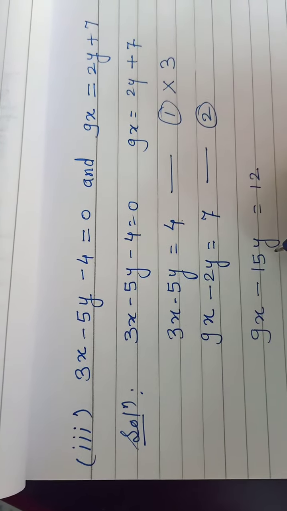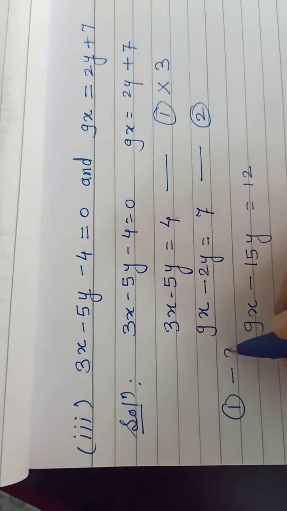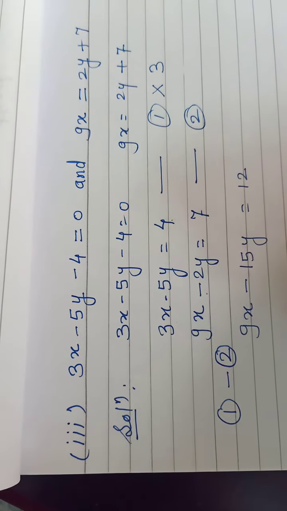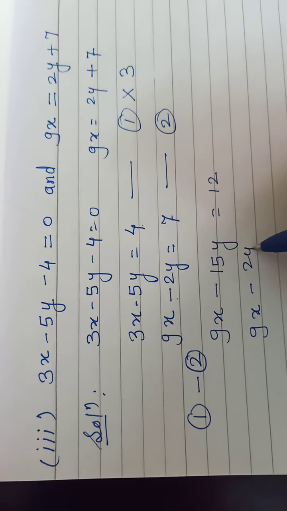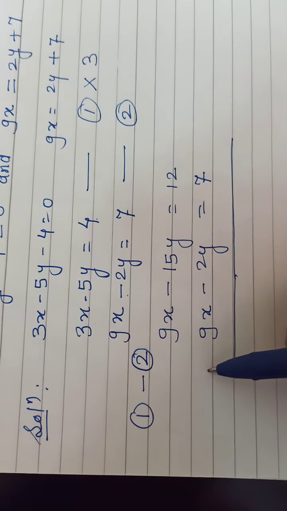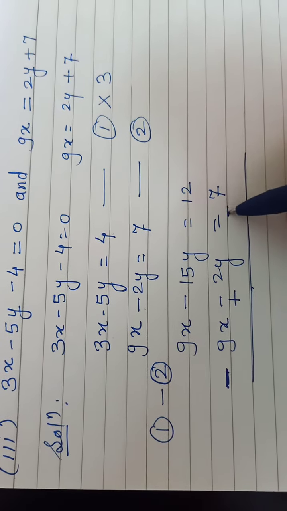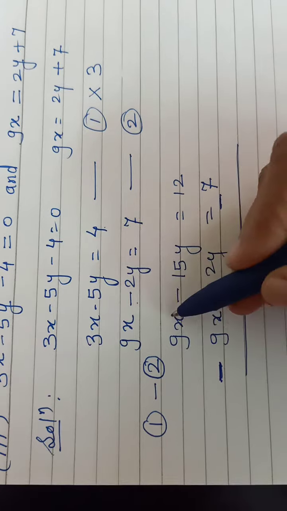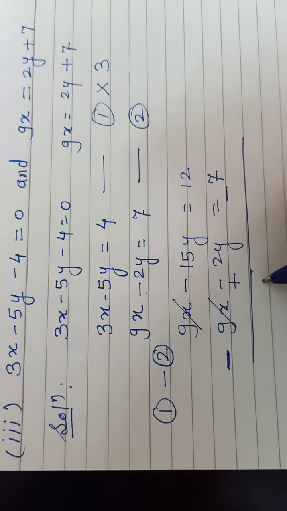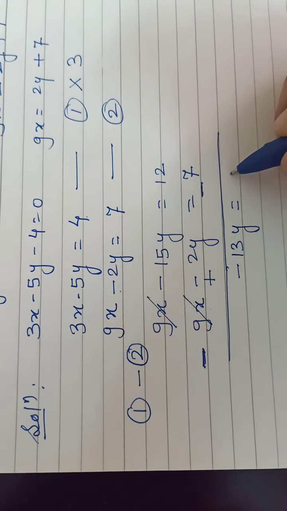And after multiplying, now subtract this equation from this. We will write here, from 1 subtract 2. So after multiplying we got this for 1. Then this is 2, 9x minus 2y equals 7. And we have to do subtraction. If you do the subtraction, the signs get changed. This will be plus and this will become minus. Now this 9x and minus 9x will cancel, meaning eliminated. Now minus 15y plus 2y will become minus 13y equals 12 minus 7, which equals 5.